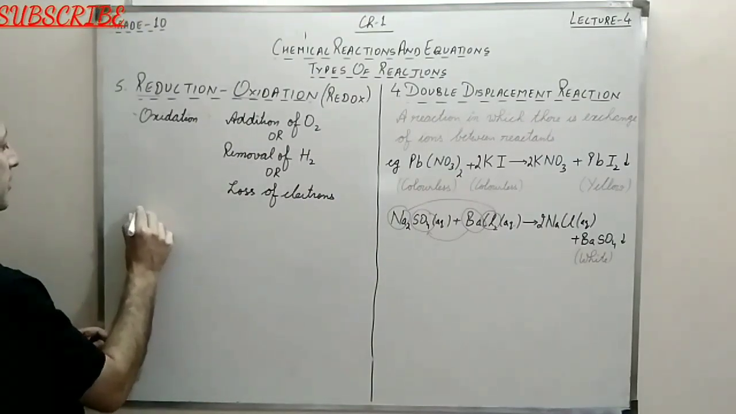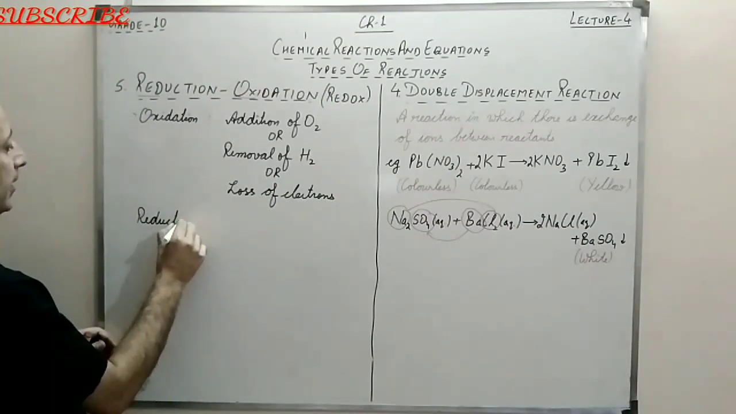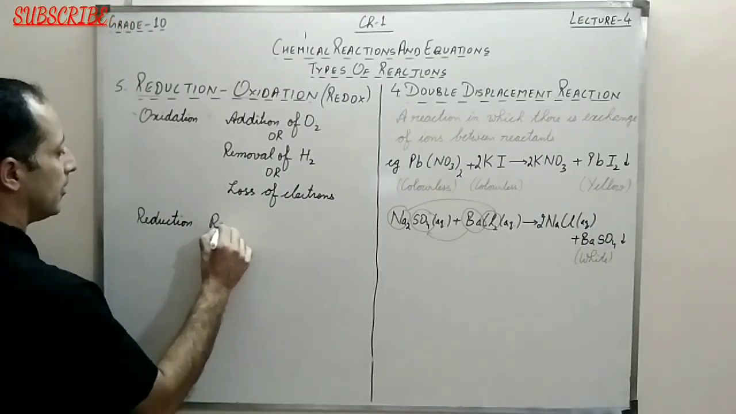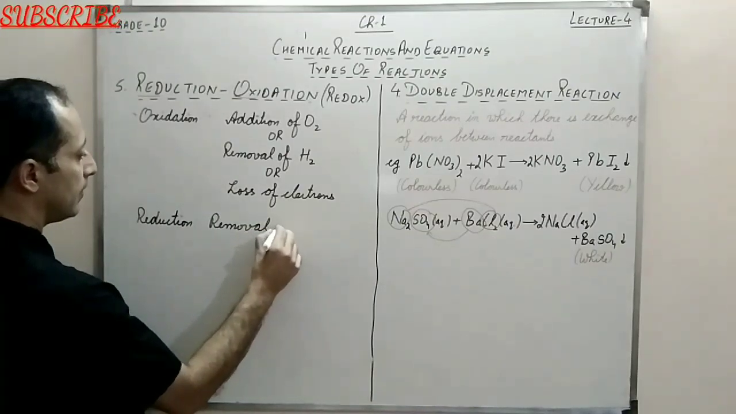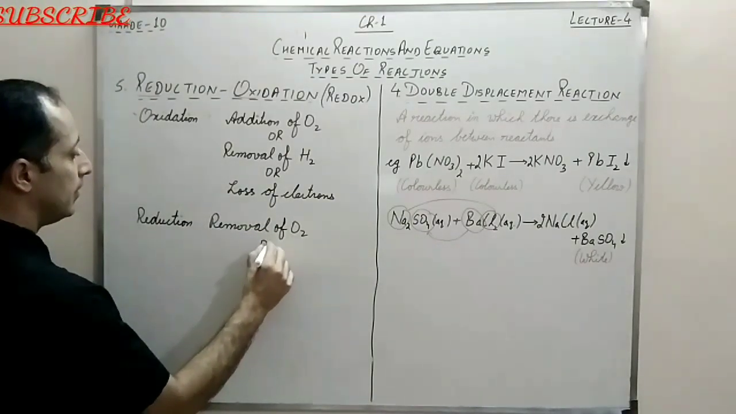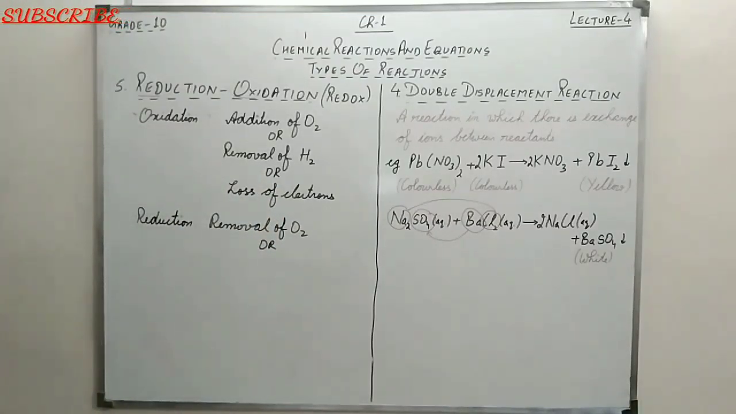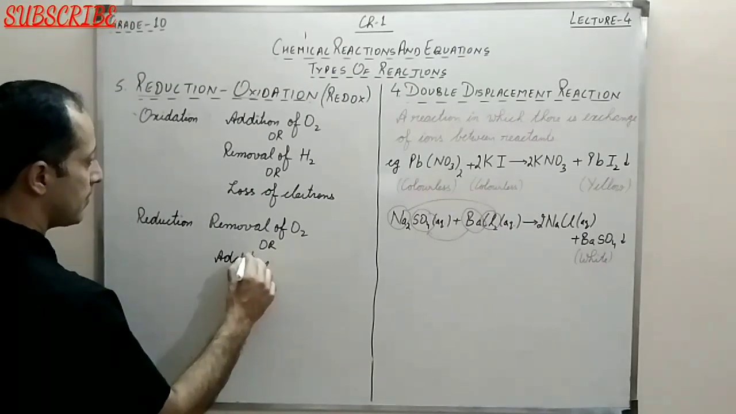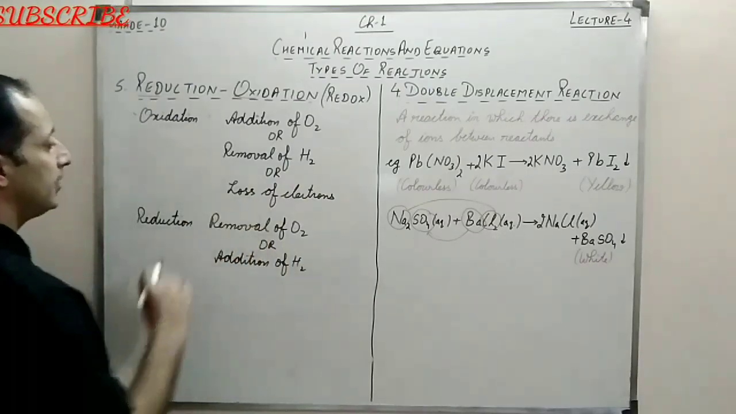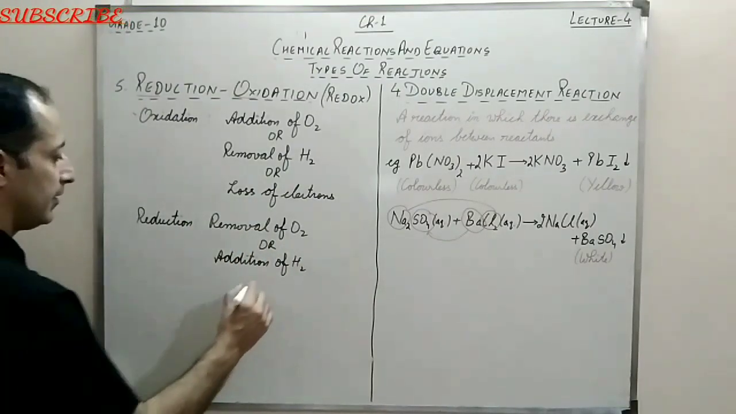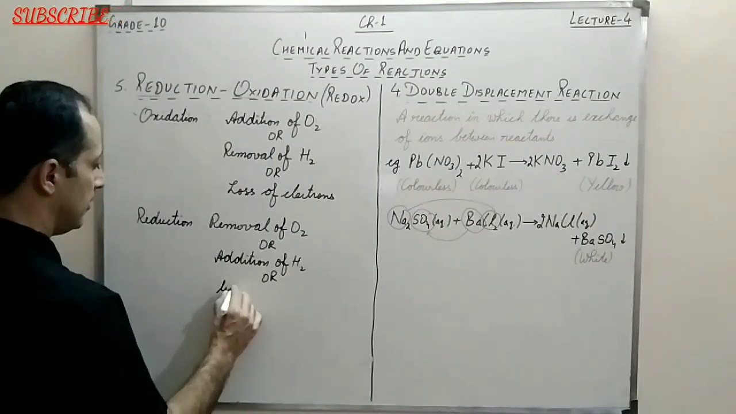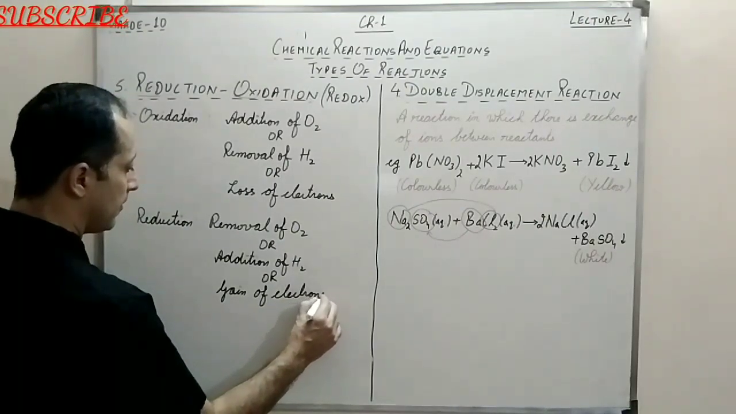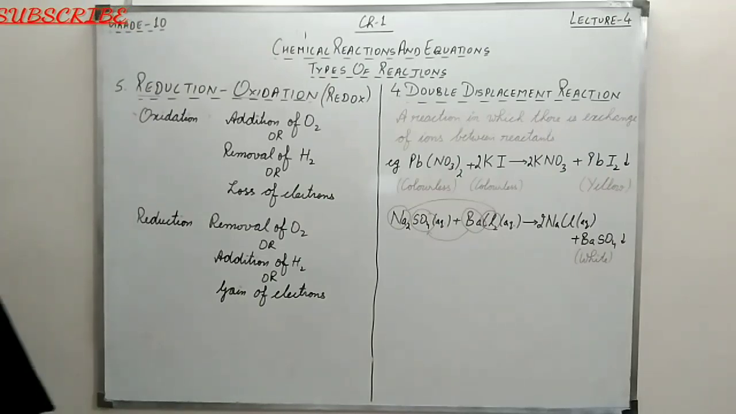And when we talk about reduction, it is just the opposite. If it is addition of oxygen in oxidation, we say removal of oxygen. Here it is removal of hydrogen, so we say addition of hydrogen. And in oxidation, the third one is loss of electrons, so here it is gain of electrons. So these are the definitions of oxidation and reduction.